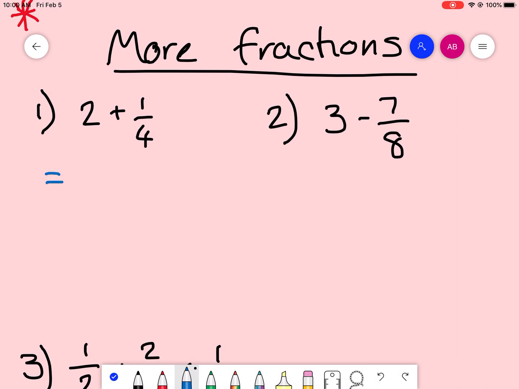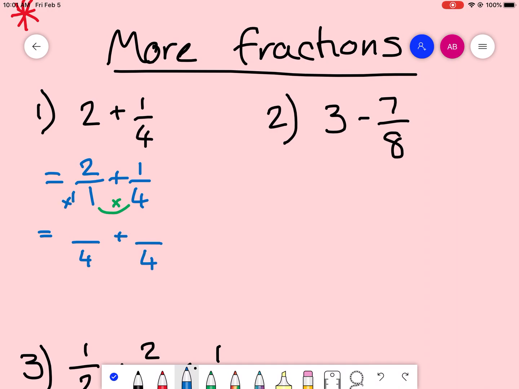So when we have any whole number, say 2, and we want to add, subtract, multiply or divide it using a fraction, we can change 2 into 2 over 1 to make it a fraction. Then we've got to add on the 1 over 4 as well. Now, we can't add these fractions till we make them have the same denominator. So just like before, we will make our common denominator 4.